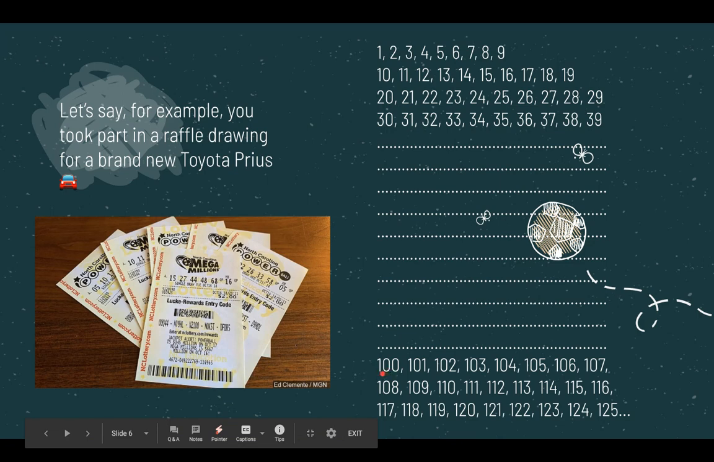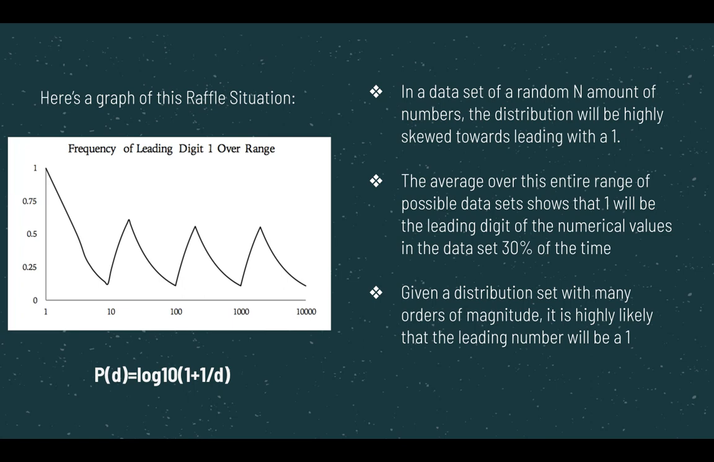Okay, so when you hit the hundreds, the leading digit is going to start to be 1 again. So right here, you'll see that if there's only 1 ticket, the probability is 1 out of 1. But then the probabilities start decreasing all the way to 9, and then the 10s, they start decreasing until 100. Then it starts increasing, for infinity, as long as counting numbers exist. So this is the graph that's created out of this raffle situation.